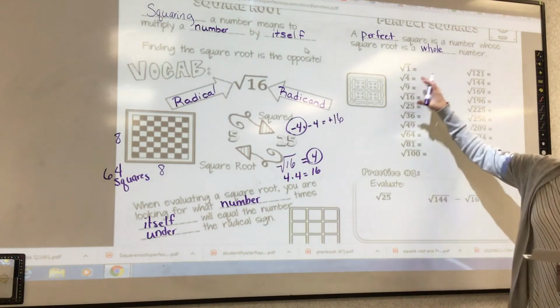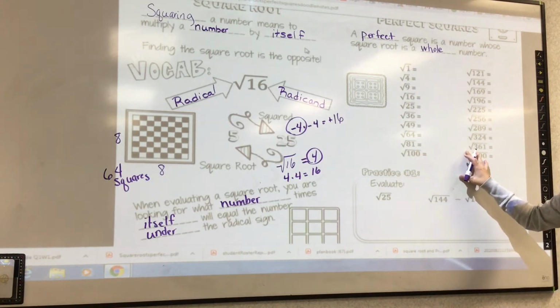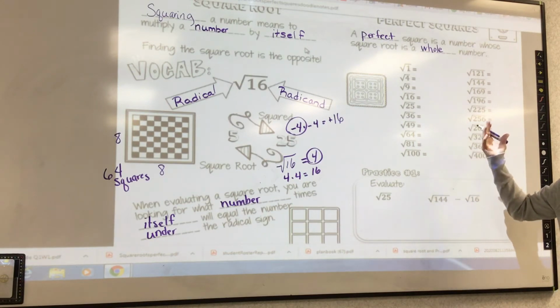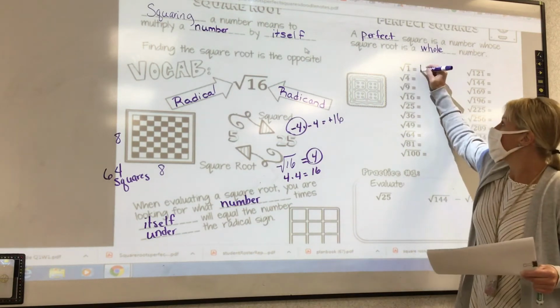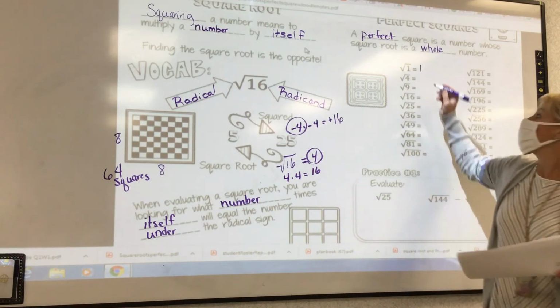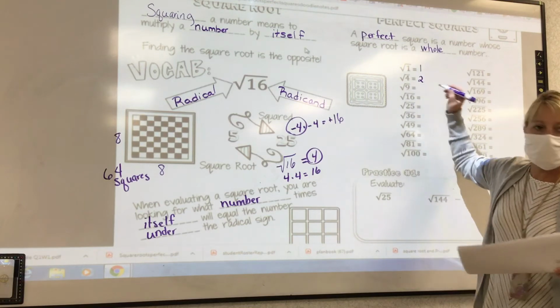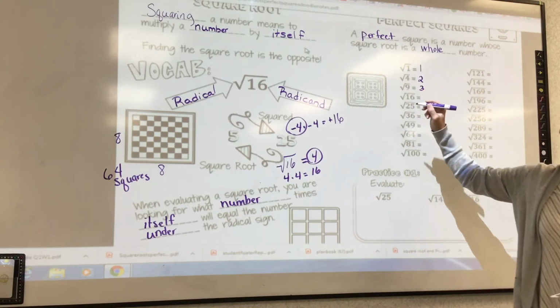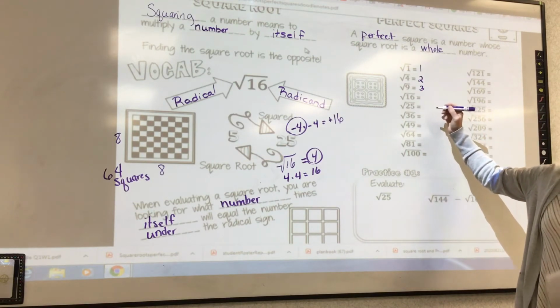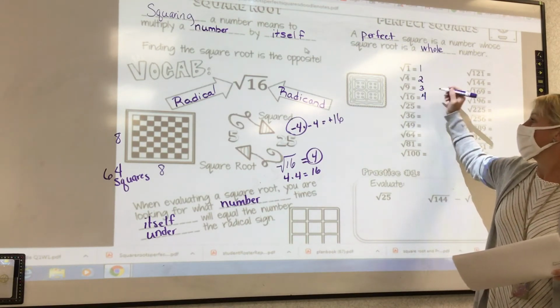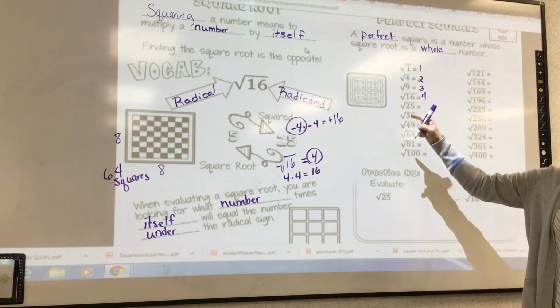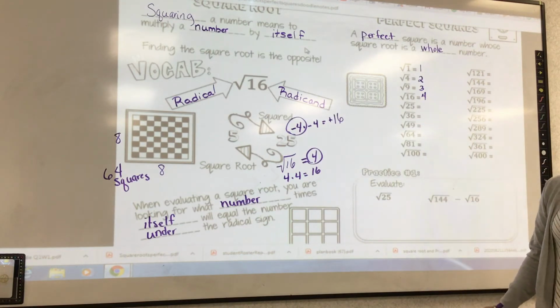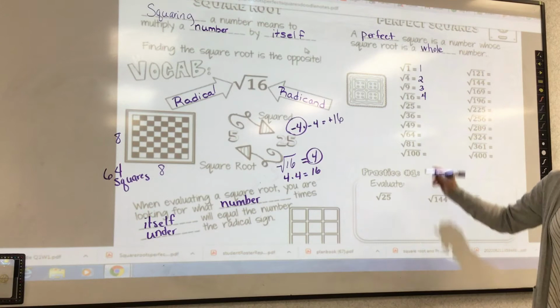I'm going to tell you, when we fill out these answers, you're going to want to use these on our lessons. The square root of 1. So what times itself gives me 1? 1. The square root of 4? 2. Because 2 times 2 is 4. The square root of 9? 3. Because 3 times 3 is 9. The square root of 16? 4. Because 4 times 4 is 16. The square root of 25? 5.